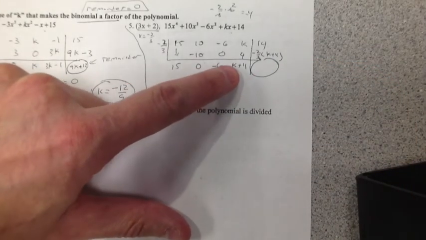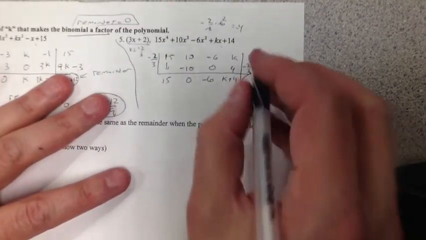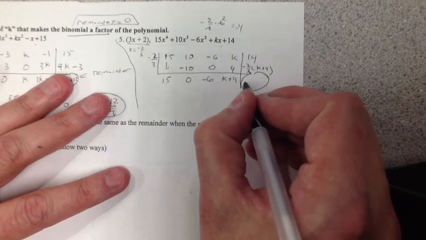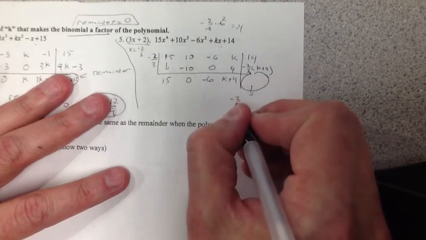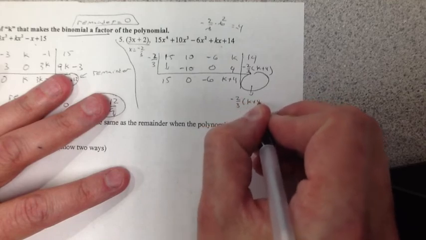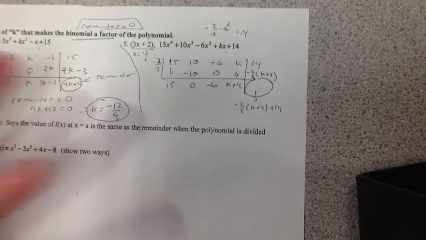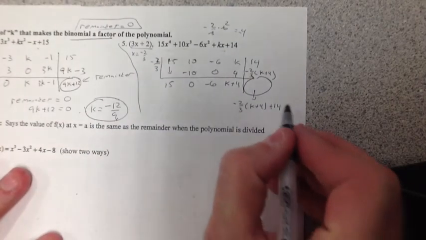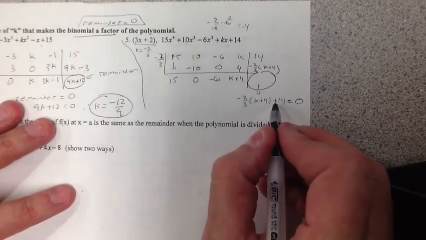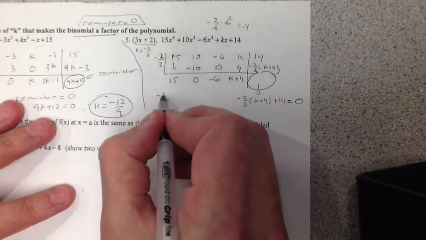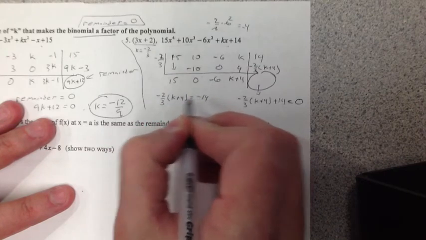Now watch what I'm going to do here. Don't be a hero and try to distribute or do something fancy. No, leave that as negative 2/3 times k plus 4, plus 14. That's my remainder. It's ugly, but that's my remainder. I set that equal to 0. And then we just solve it. Watch this. Bring the 14 over. We get negative 2/3 times k plus 4 equals negative 14.